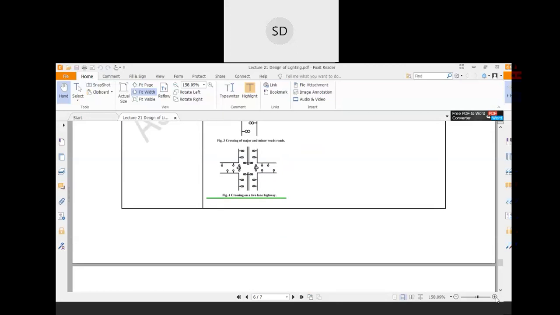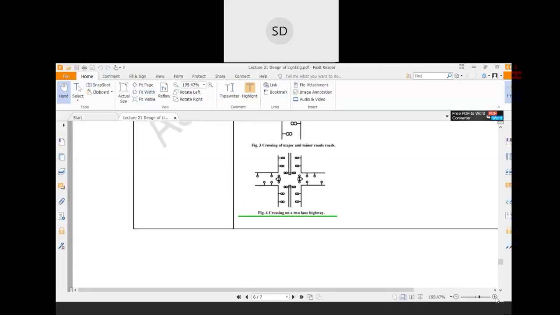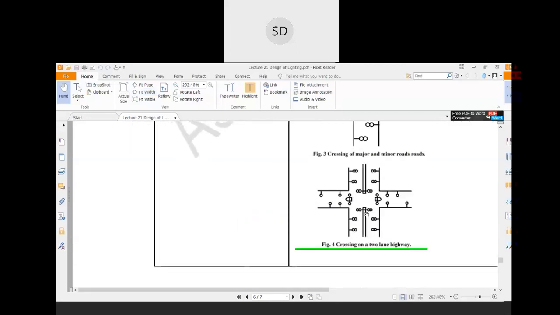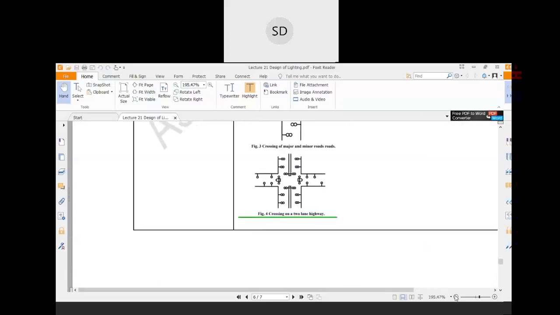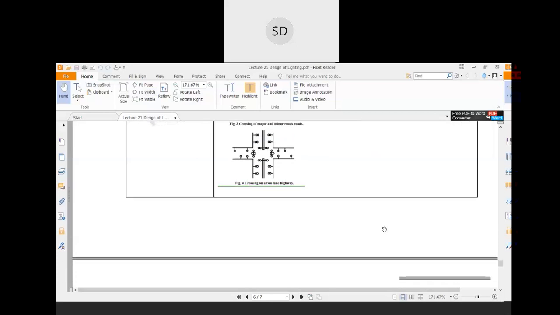Now see in the second picture, as this is your major road and this is your minor road, therefore there are differences in lighting condition in both the roads.